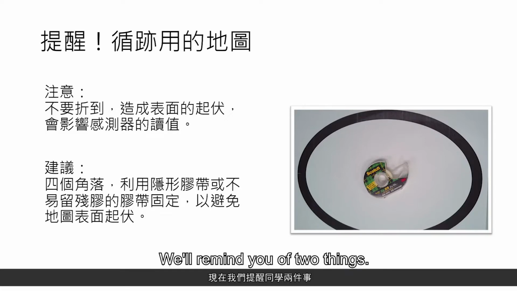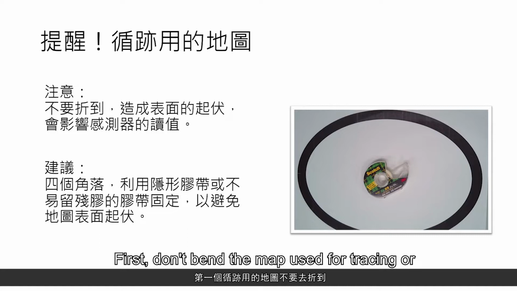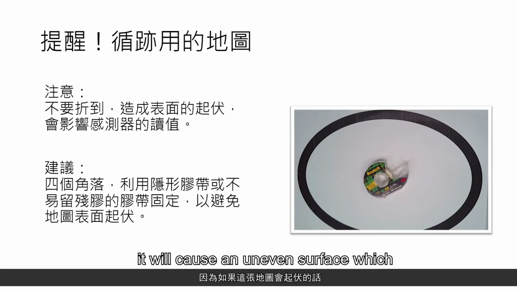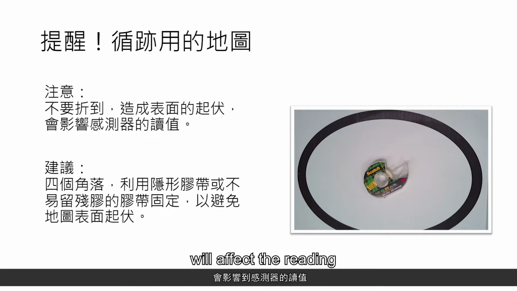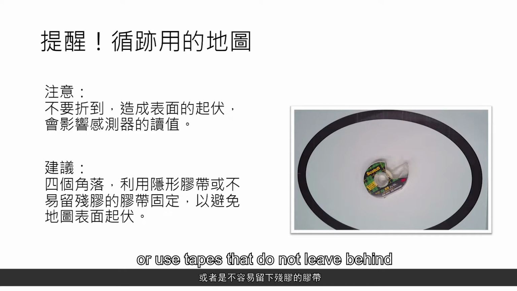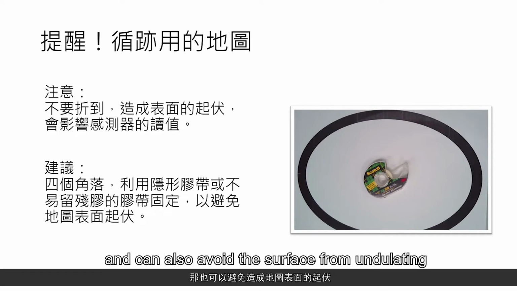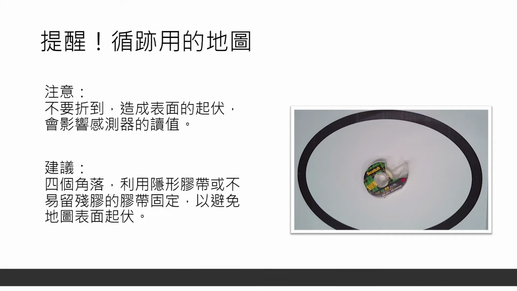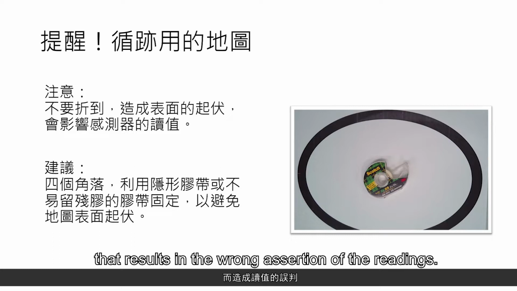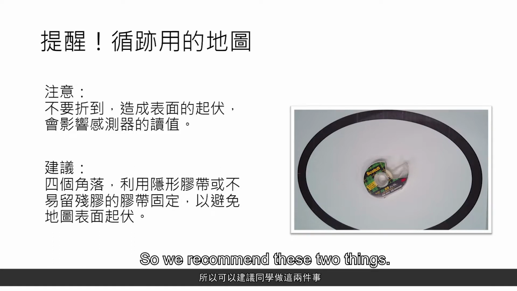We'll remind you of 2 things. First, don't bend the map used for tracing, or it will cause an uneven surface which will affect the reading and be unstable. Secondly, it is recommended that invisible tape is used at the 4 corners of the map, or use tapes that do not leave behind any residues. It can also avoid the surface from undulating, that results in the wrong assertion of the readings, so we recommend these 2 things.